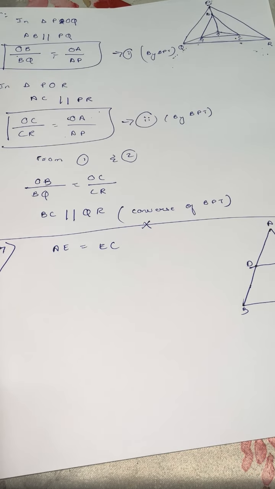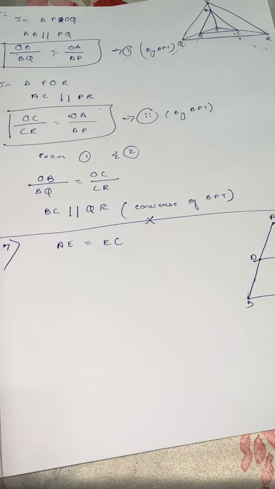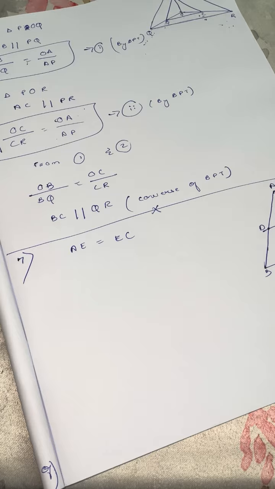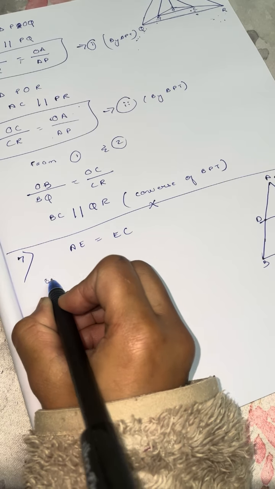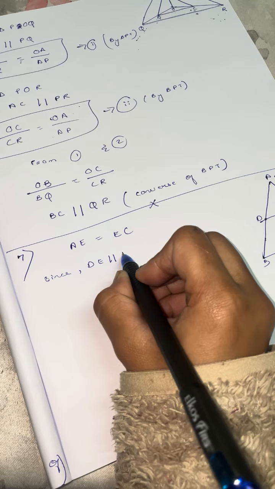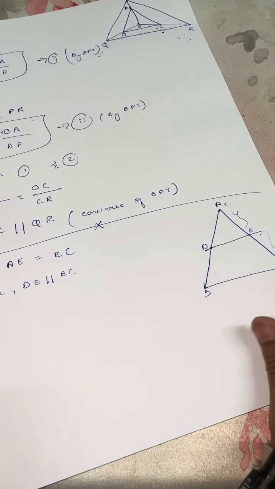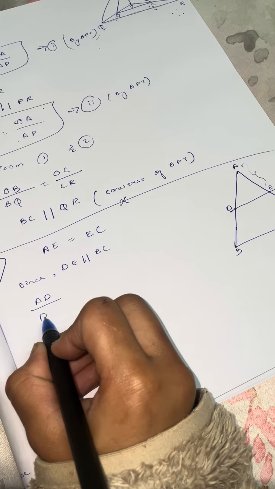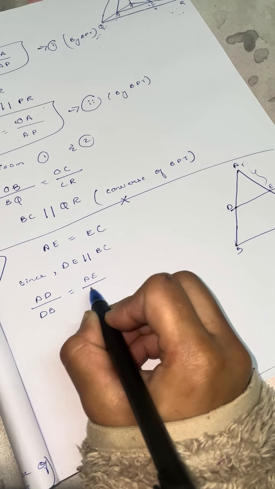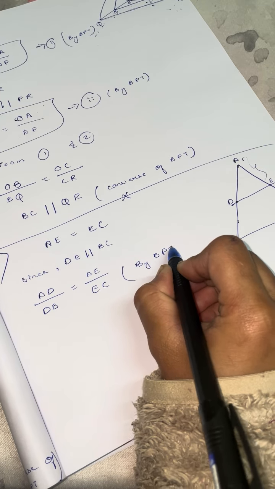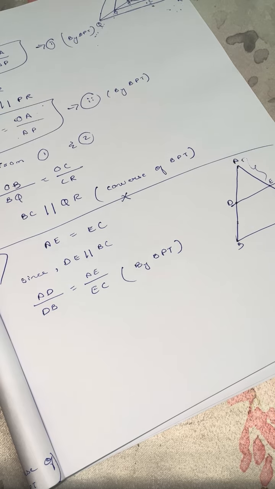Okay, hence we begin the proof using theorem 6.1, since DE is parallel to BC. From the theorem, AD is proportional to DB and AE is proportional to EC. That is by BPT, the basic proportionality theorem. They are proportional to each other.